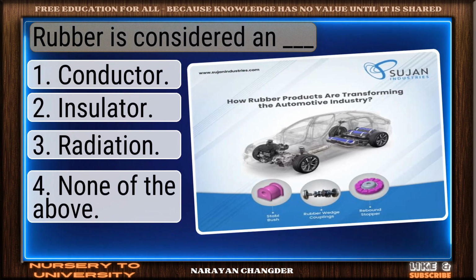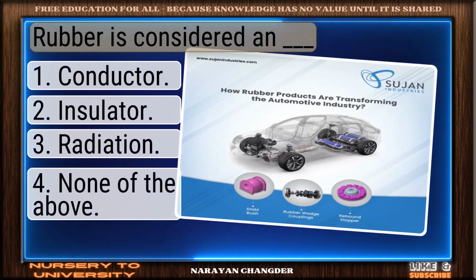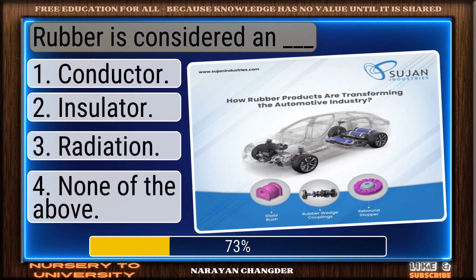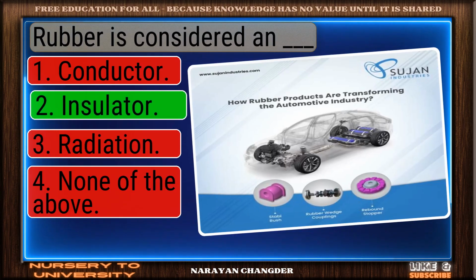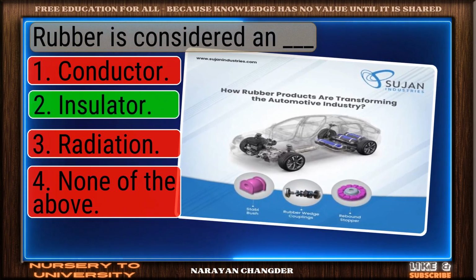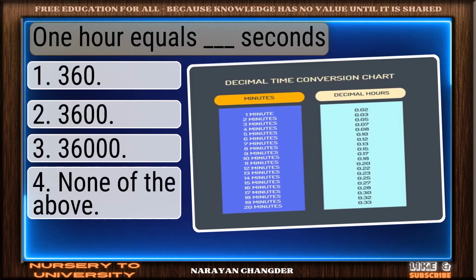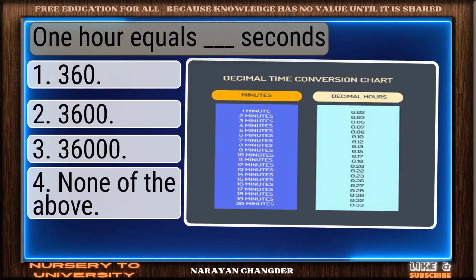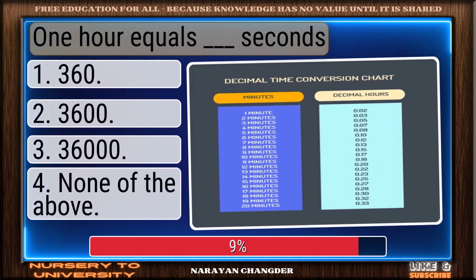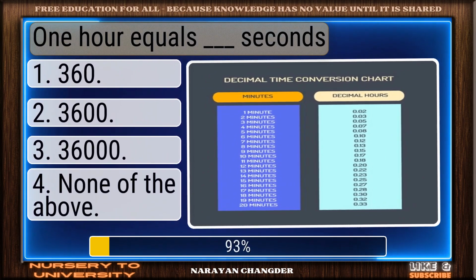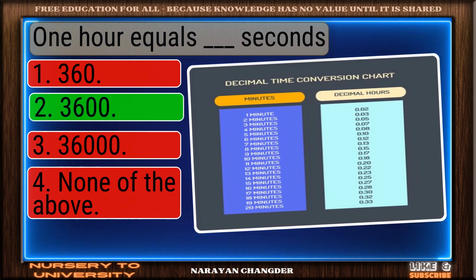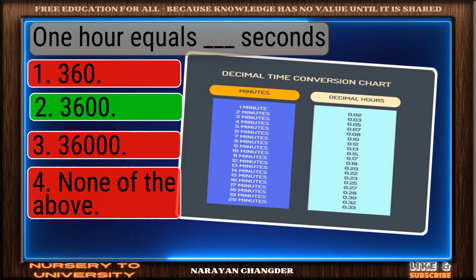Question number 226. Rubber is considered an dash. Clear logic. Your choice insulator is sound and 100% true. Question number 227. 1 hour equals a dash seconds. Solid response. 3600 is a valid choice.